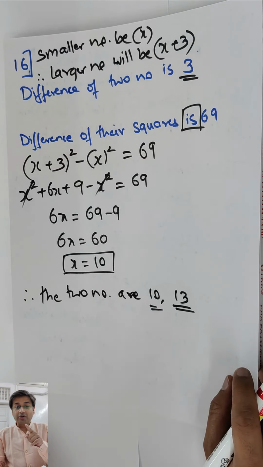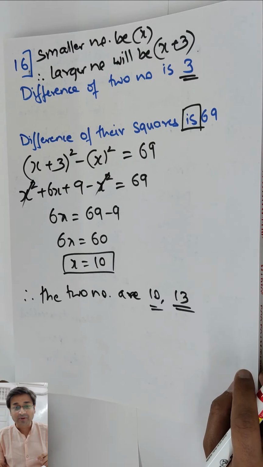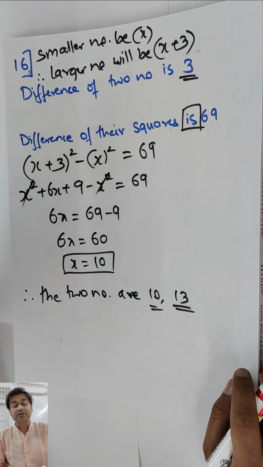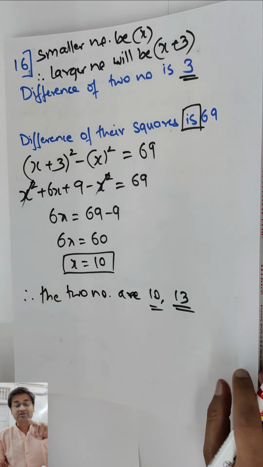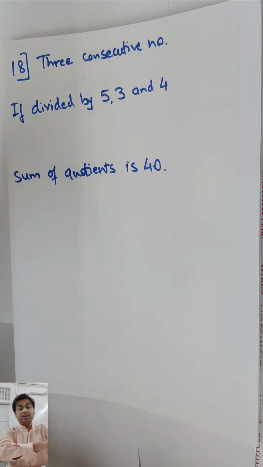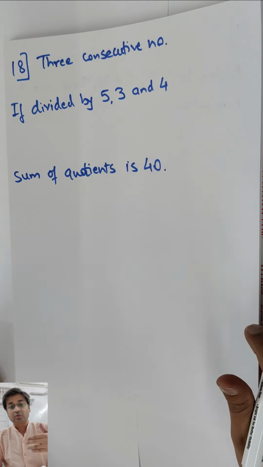Are you yourself getting shocked that how you are able to manage these sums? Don't get shocked. You are using your logic now because you are able to convert English into mathematics. Trust me, these are all simple sums. Let's go with the next one, 18th. 3 consecutive numbers. Consecutive means one after the other.